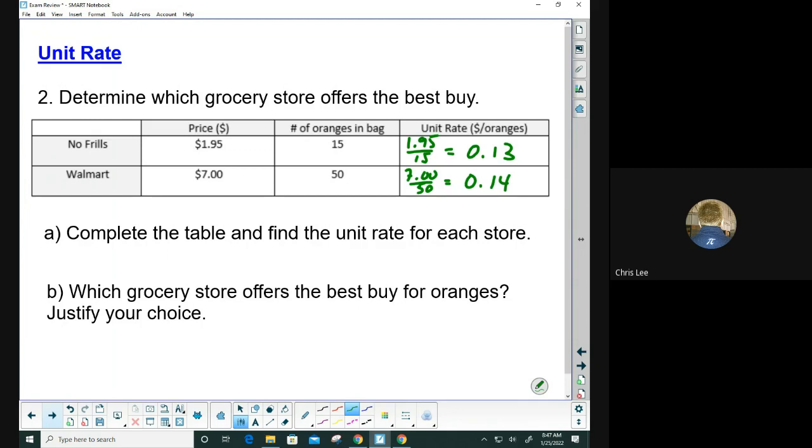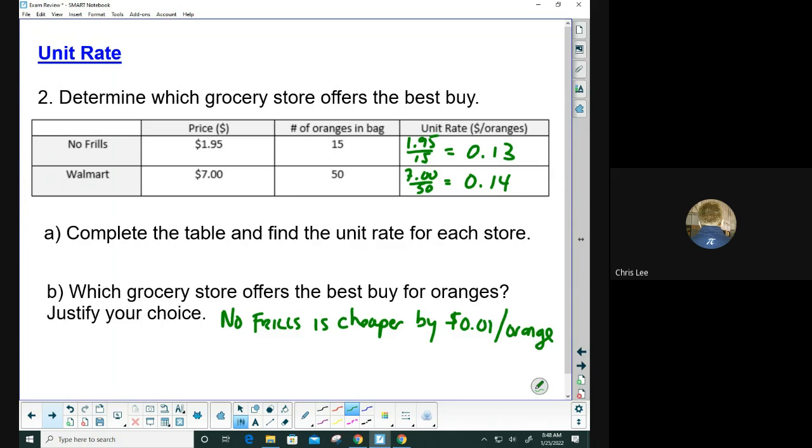Yeah, so which one is the better buy? So we can see that No Frills is going to be better because it's cheaper by a cent per orange. And remember, we're not always going to get sucked in by the Costco effect. Remember, the Costco effect is, I call it that. It's where everyone thinks that just because it's bigger, it's going to be cheaper. And that's not always the case.